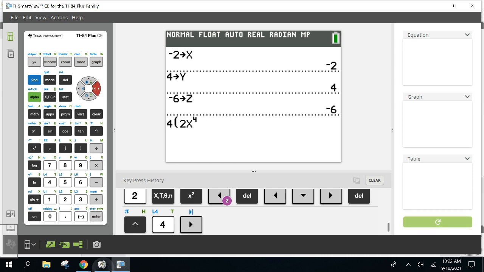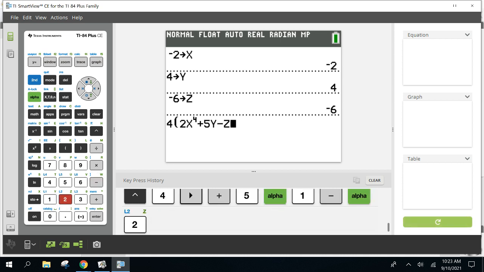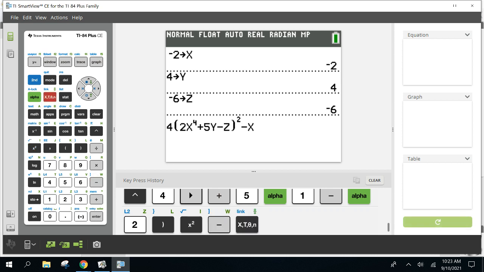What do I got for the rest of it here? Plus 5. Okay, maybe not. Plus, there we go. 5, Y. Okay, remember alpha 1 minus Z, alpha 2, close parenthesis, right? All squared, minus X. You do not have to worry about order of operations, double negatives. Your calculator will correctly store all those numbers in for the variables. And all you've got to do is press enter, and there you go.